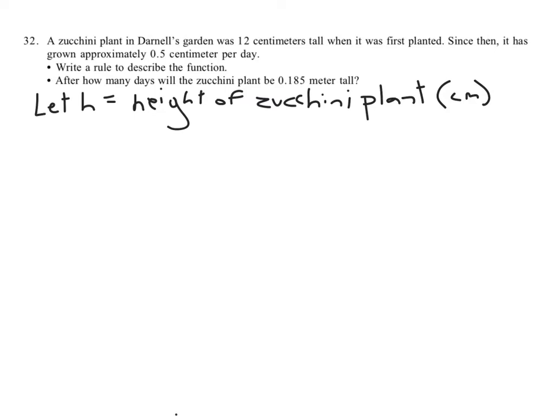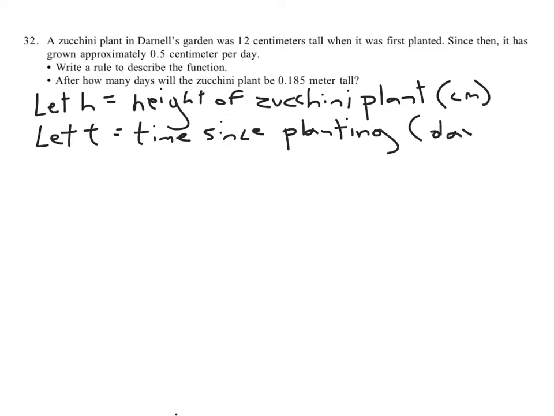Now, let us define the other variable. Remember, I say when you have something happening per something, that's a good indication that other thing is the other variable. So the other variable is time, and we're going to say let t stand for time since planting. And I'm going to put in parentheses what unit of time we're using, and I'm going to say days.